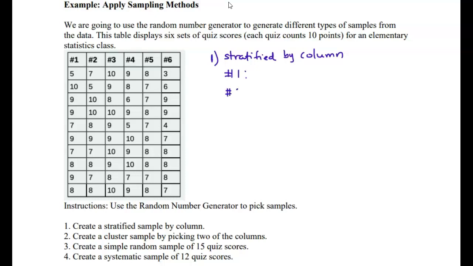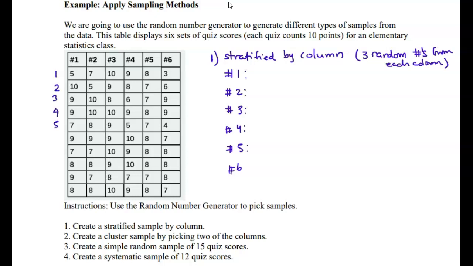So let's put our columns here: number one, two, three, five and six. We're not told how many we want in the sample, but we can decide how many to pick. Let's say I want to pick three random numbers from each column. I can number my rows: row one, two, three, four, five, six, seven, eight, nine, ten.